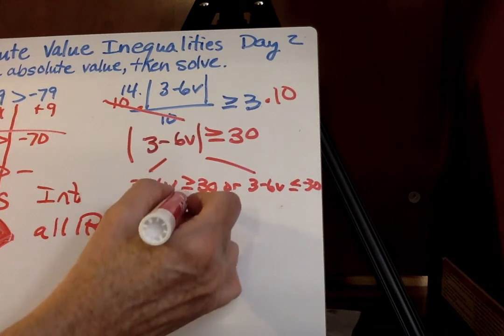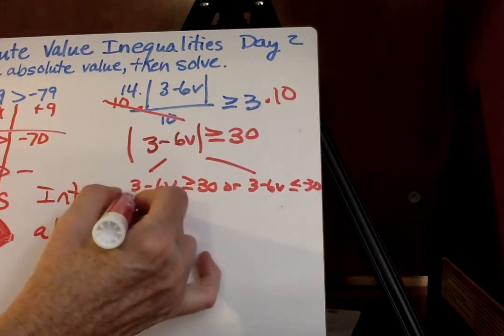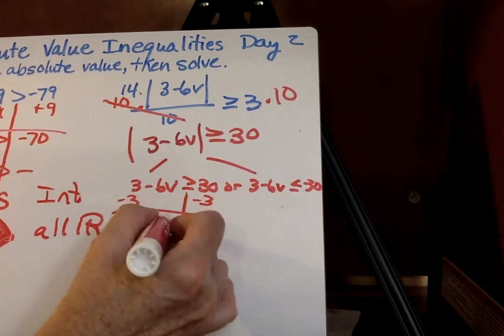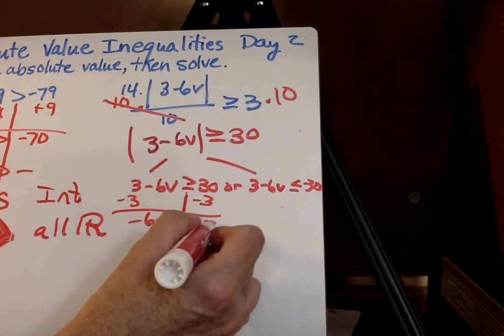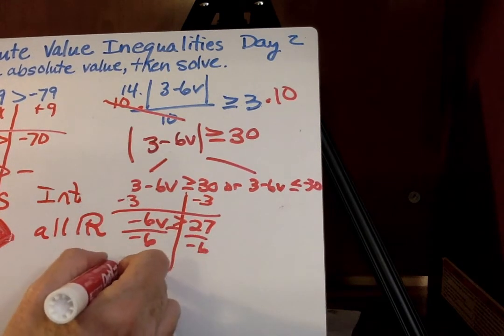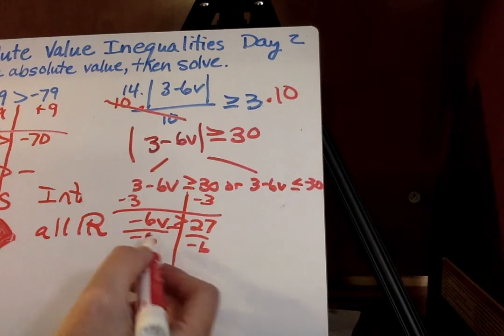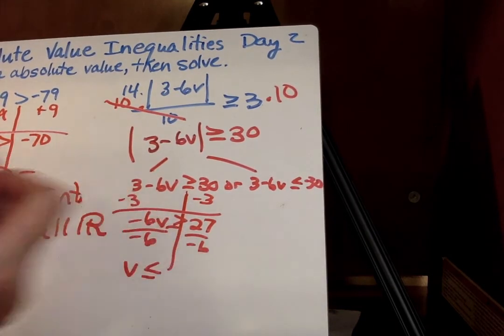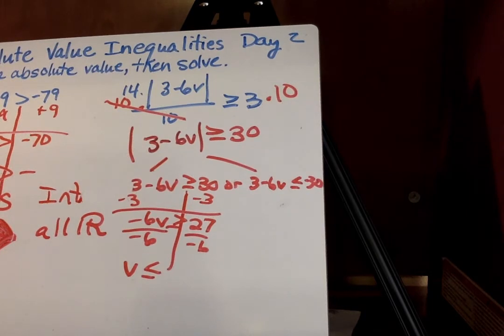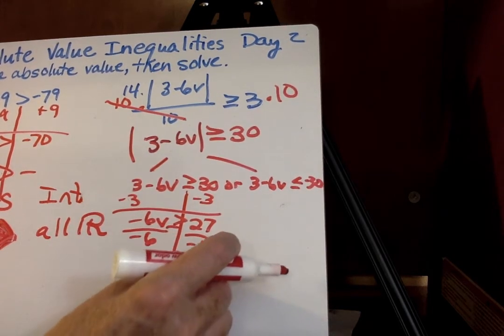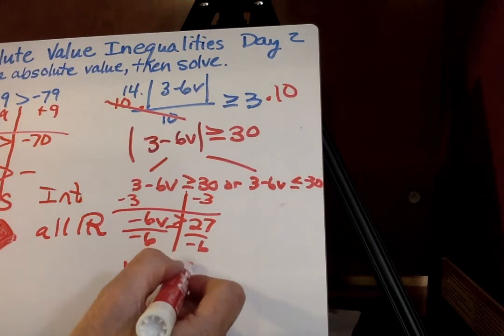Now I'm going to solve for v. Minus 3. Negative 6v is greater than or equal to 27. Divide by negative 6. Divide by negative 6. Now I divided by a negative number, so I must switch the sign. So 27 over negative 6, what does that equal? 3 goes into both, so that will be negative 9 halves.